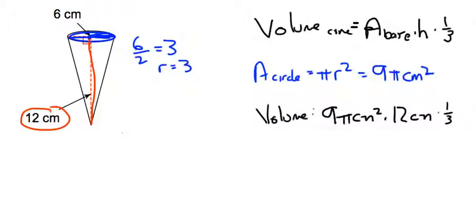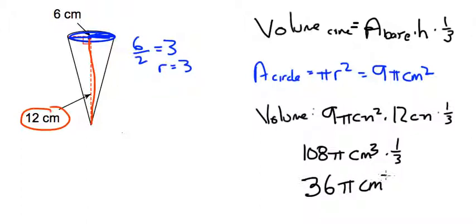So if I take 9 pi times 12, that's 108 pi. Centimeters squared times centimeters would be centimeters cubed. And take that whole thing times 1/3, and 108 divided by 3 is going to be 36 pi cubic centimeters.